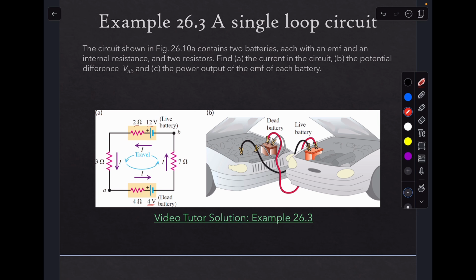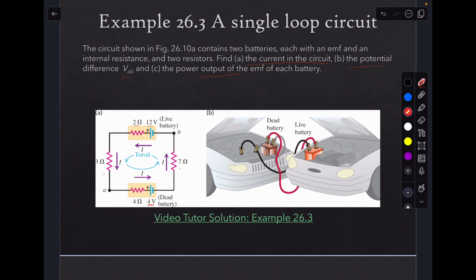And in between, we have some resistors connected to the circuit. And we want to figure out what the current in the circuit is, okay? We want to figure out the potential difference, VAB, and the power output of each battery, okay?